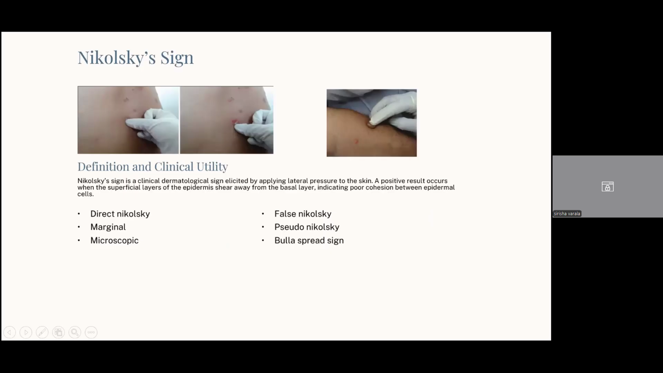Then coming to another important sign, Nikolsky's sign, which is commonly performed in the pemphigus group of disorders. Here we are applying lateral pressure onto the skin, tangential pressure with the finger. When do we call it a positive result? As shown in the picture here, just beside the lesion, tangentially you are applying pressure. And if you are able to peel the skin off, the superficial layers of the epidermis shear away from the basal layer, that is classical of the pemphigus group of disorders.